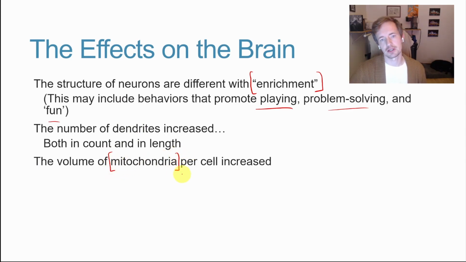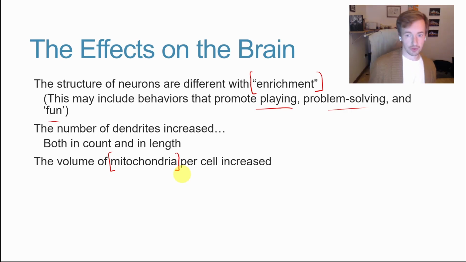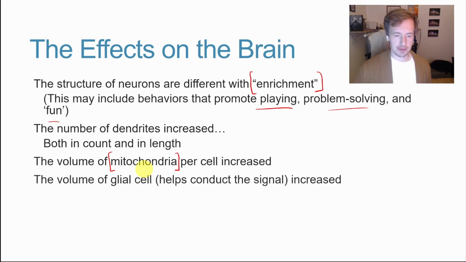It is the part of the cell that I think is also responsible for RNA, but it's a very pivotal, very important part of the cell. And just through environmental enrichment like this, we see that the mitochondria strengthen over time. And then finally, the volume of glial cells also increases too.